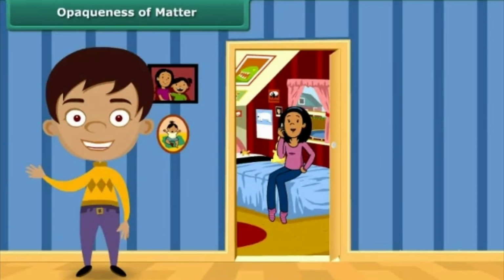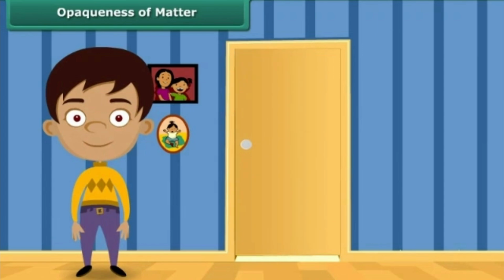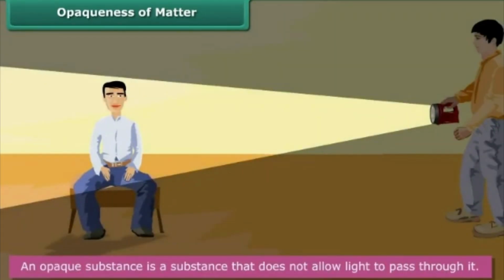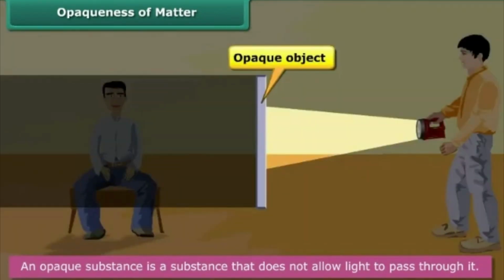Can you see what is happening in a closed room? No? Do you know why? It is because the walls and doors of the room are opaque. An opaque substance is a substance that does not allow light to pass through it. In other words, it is impenetrable by light.